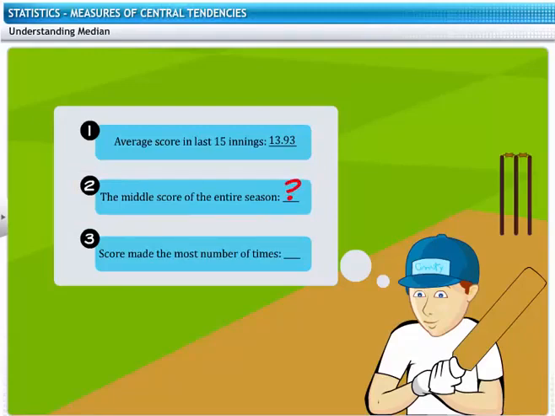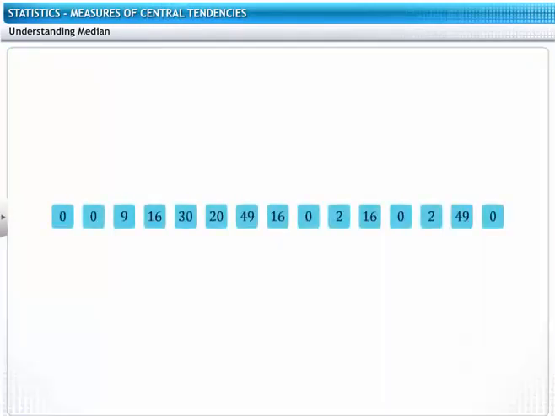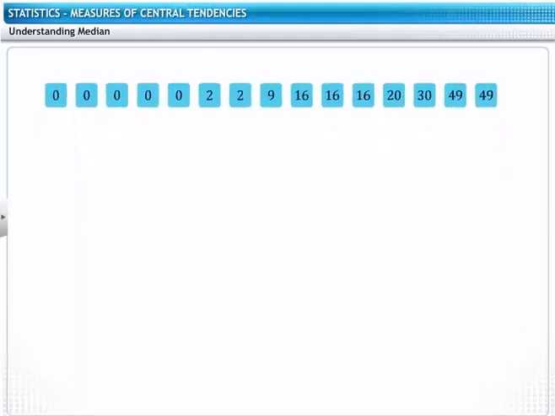Now, let us find the value of the second quantity. Let us find the middle score of Mr. Pinch Hitter in his last 15 innings. To find the middle score, we arrange his scores over 15 innings into ascending order. Now, let us find the value that lies in the middle of these numbers. In this case, we see that this value is 9.